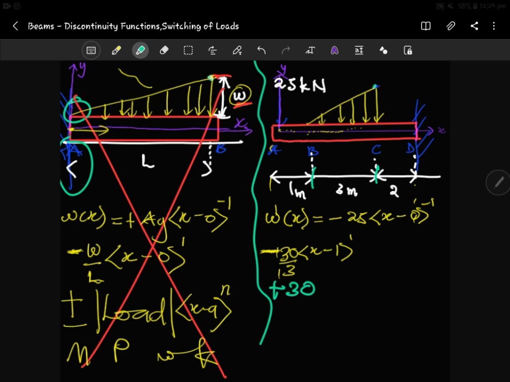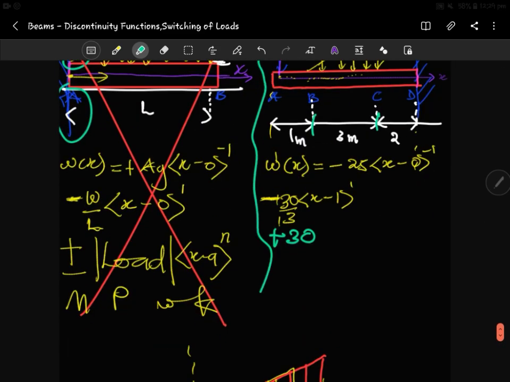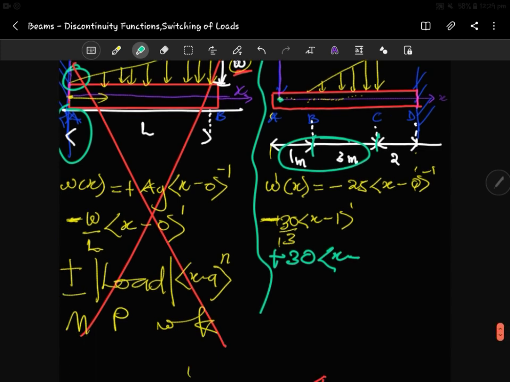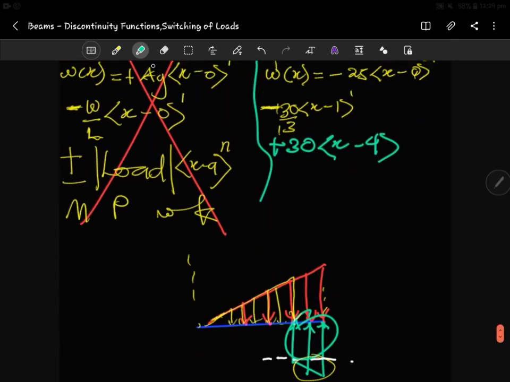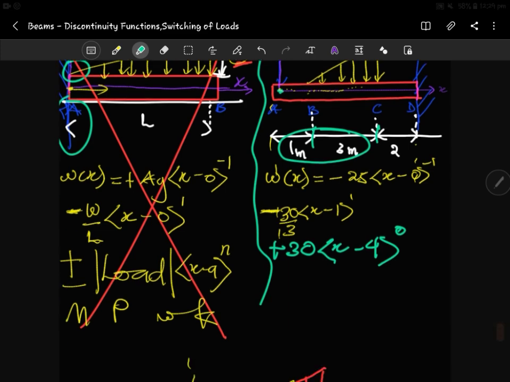And then for the counter, we have the uniform distributed portion. So let's do that. 30, Macaulay bracket. Direction is up, 30 magnitude, Macaulay bracket, x minus what? Where does it start? It starts here, but the origin is about here, right? So that's 2 plus 3, which gives us 4... 5? Minus 4, and it's a uniformly distributed load, so the exponent is 0.